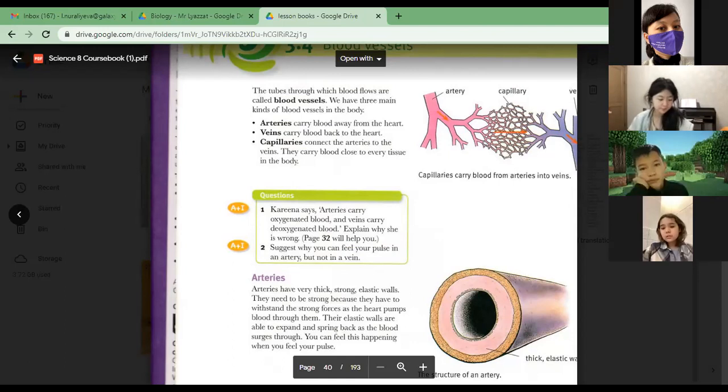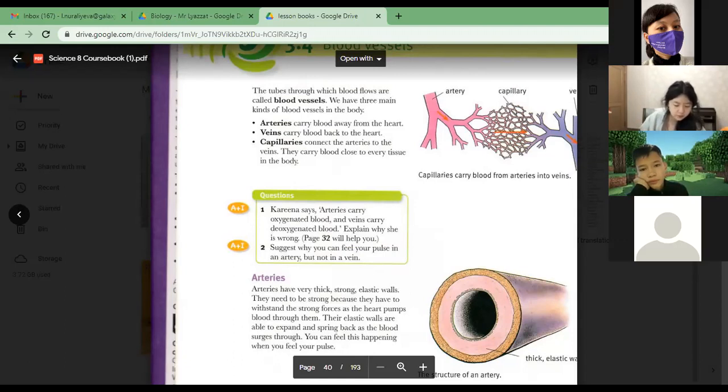Okay, let's listen. So we're at capillaries, right? Read the question firstly. Suggest why you can feel your pulse in an artery, but not in a vein. Yes, this is also a very important question. Do you remember when we touch our neck, on the right side, under the chin? What do we feel? Pulse. This pulse is felt very well in an artery. Why? From the video, you can get a hint of what you watched now.